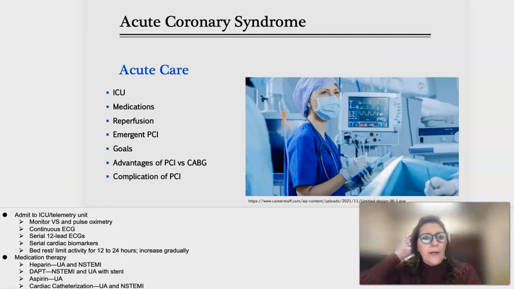Acute care. They might go to ICU or telemetry to monitor their vital signs, their pulse ox. They might be on the continuous EKG, or they'll call it a telemetry unit.